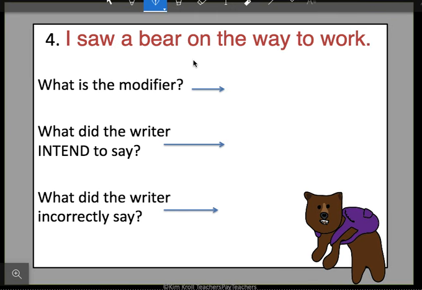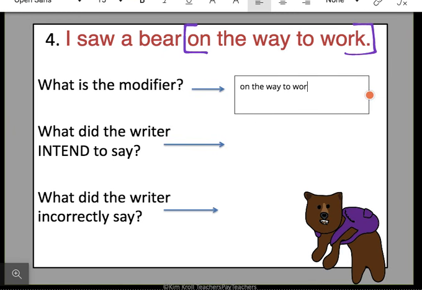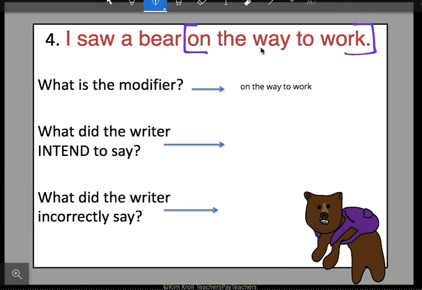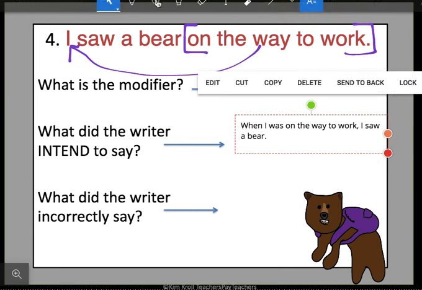In our last example: "I saw a bear on the way to work." Okay, our modifier is this unnecessary description, "on the way to work." I could just say, I saw a bear. So what did they intend to say? Well, they intended to say that while I was on my way to work, I saw a bear, right? Because I would go to work, not the bear. So when I was on the way to work, I saw a bear. That's what they're trying to say.